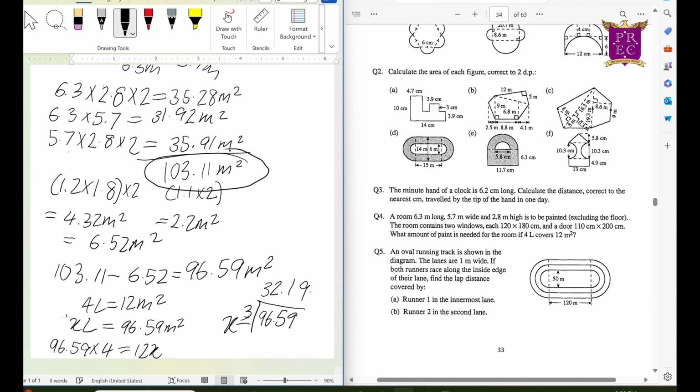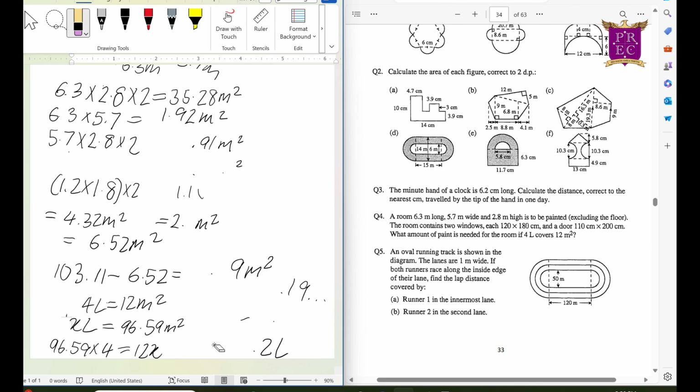32.19 something. Okay, we only need to find it to the nearest tenth. Let's do the nearest tenth, which gives us 32.2 liters. Okay, this is the answer. That's all. Alrighty, let's have a look at the next question.